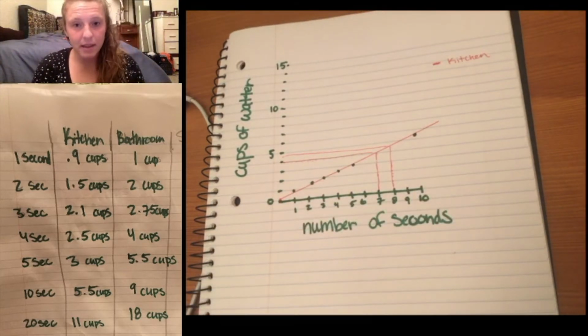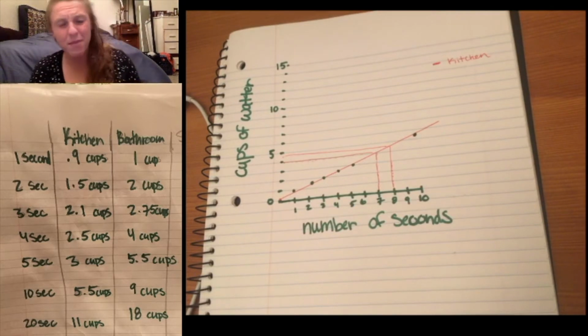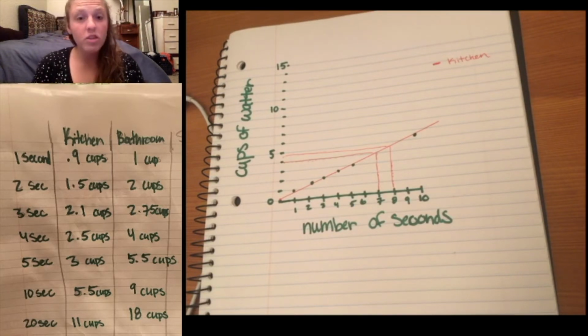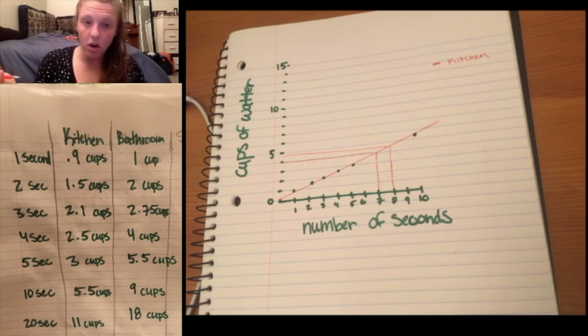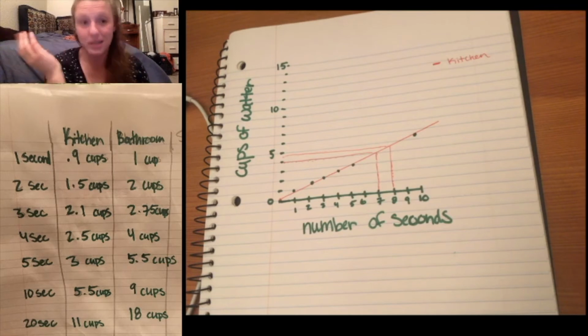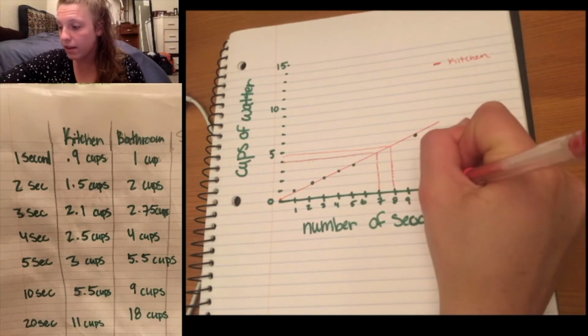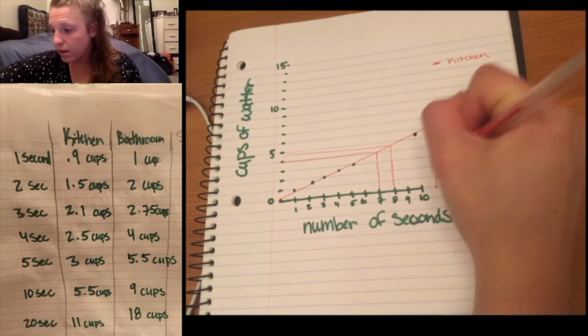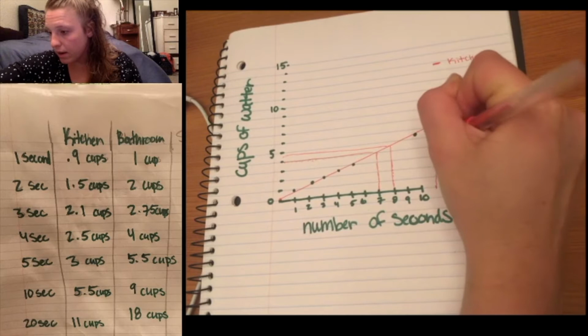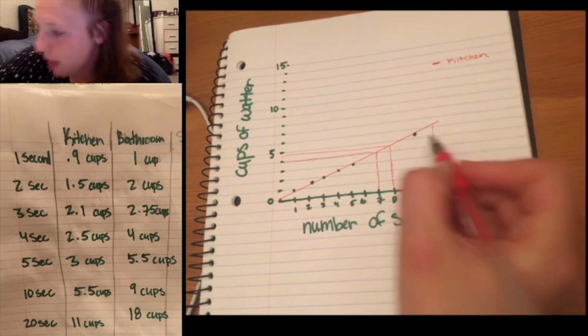8 seconds. It looks like we're about 4.5, maybe a little bit more. So this graph is allowing us to make guesses about our sinks so we don't have to run the water a bunch of times and waste a bunch of water. Now that we have data, we can start making those guesses. We can even go above 10, 11, and see where that would take us.